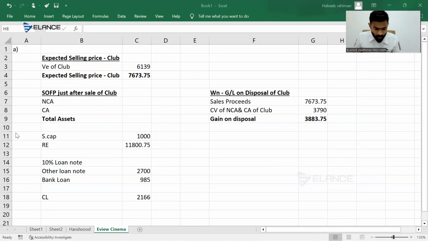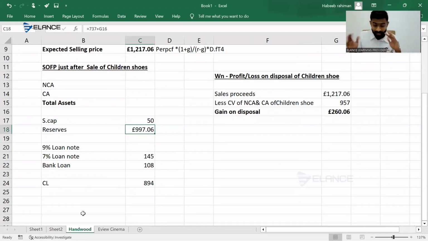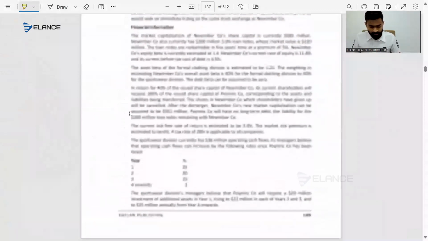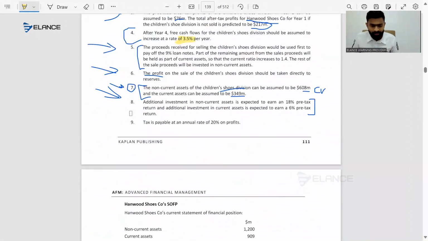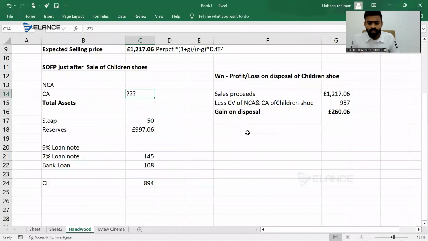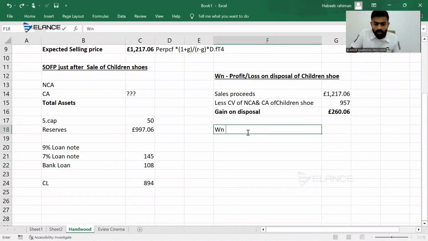I'm again jumping back to the other question, Handwood. Please do remember, you have to be very careful while I'm discussing the question, which questions we are practicing. Next, definitely there will be some hints about current asset. They said for this question they will invest some money in current assets in order to increase the liquidity. And after investing, the current ratio will be how much? The current ratio will increase to 1.4. So I'm going to start a working note for current asset.